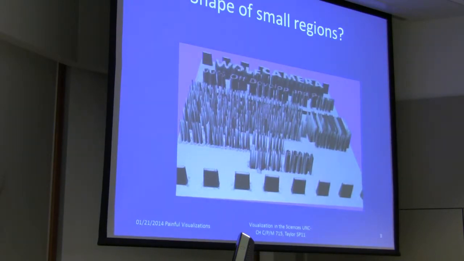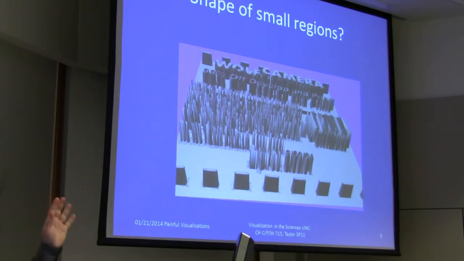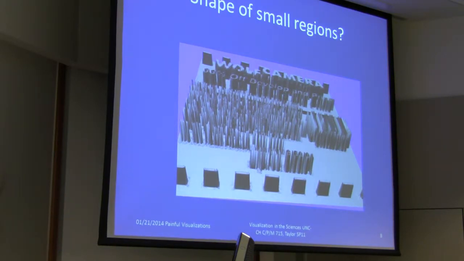Okay, well, the answer must be then that we're going to show everything as a height field, and that's going to make our life better. So this is a height field. The question is, what is the shape of the small regions on this data set? It's a projection of some kind of text if you look at it from above.